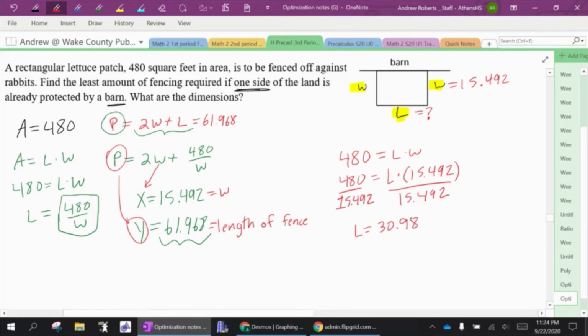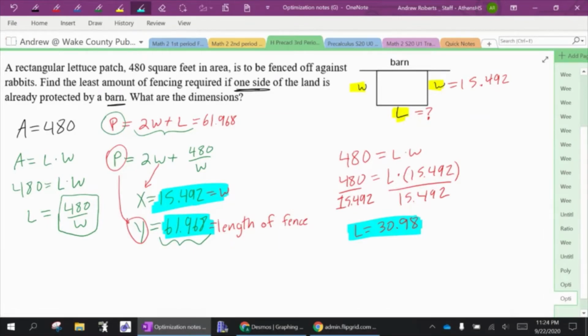So my width is 15.492. My length is 30.98. And if they asked me for area, which they didn't, or total length, they didn't, but the total length would be 61.968 feet in this situation. Okay. Let's try another one here.